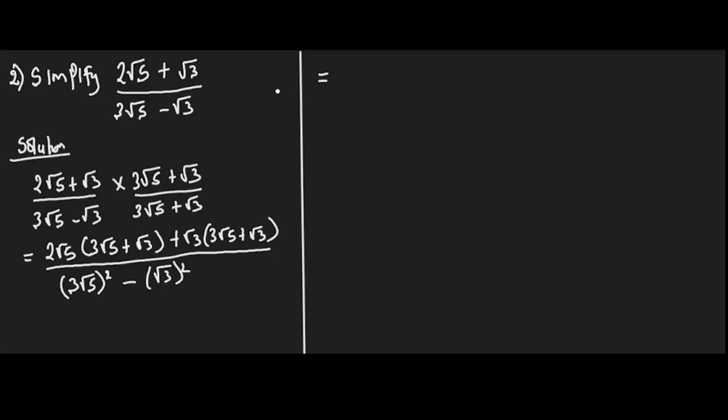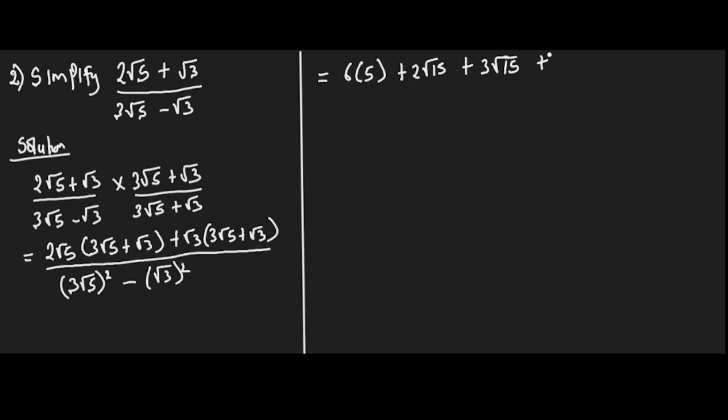You agree with me? Then by the time we expand here, we are going to have 2 root 5 times 3 root 5. Here we are going to have 6 bracket 5. 2 times 3 give us 6. Root 5 times root 5 give us 5. Then we have 2 root 5 multiplied by root 3. That's going to give us a plus 2 root 15. Then we have plus root 3 times this, which is going to give us 3 root 15 as well. Plus 3 root 15, plus times plus will give us plus.